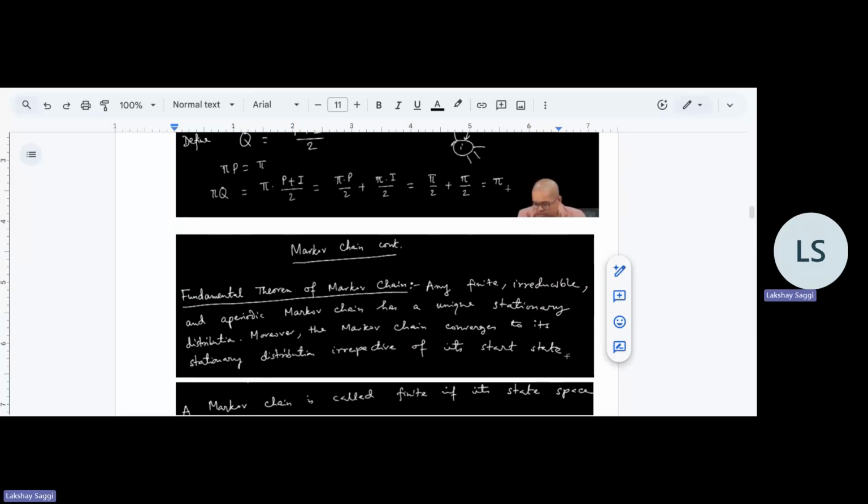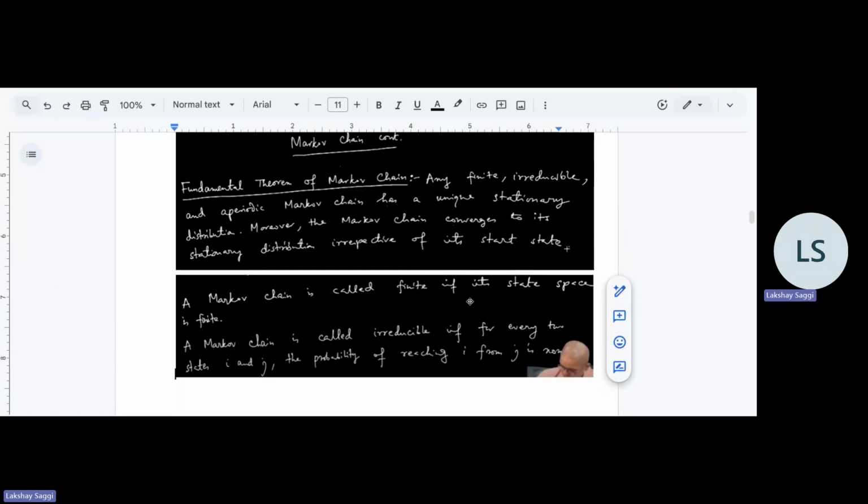Essentially, a Markov chain converges to its stationary distribution means that the limiting distribution for the Markov chain is actually the stationary distribution, irrespective of the start state, if the Markov chain follows these properties: finiteness, irreducibility, and aperiodicity. And what are these properties?